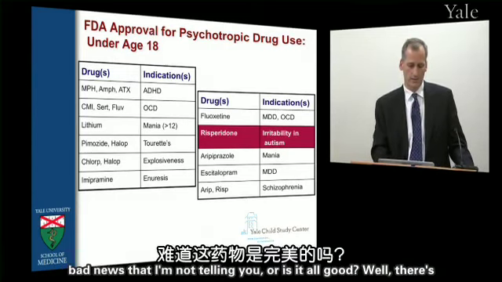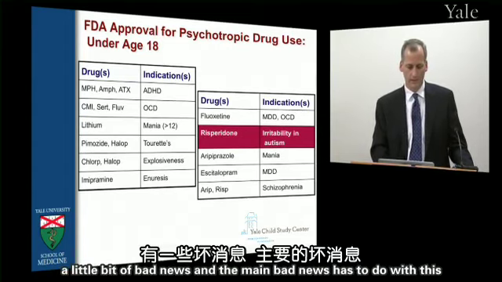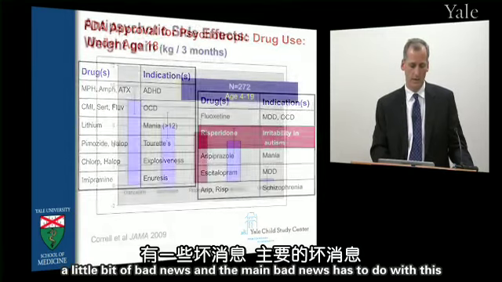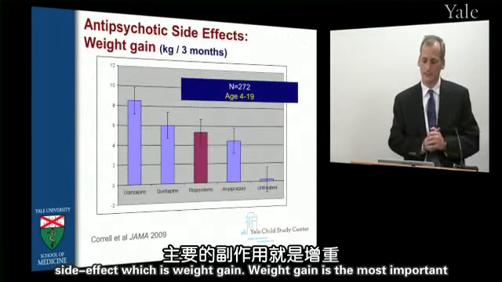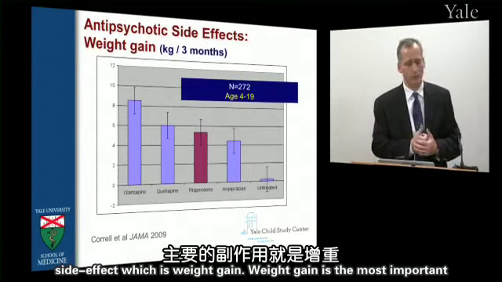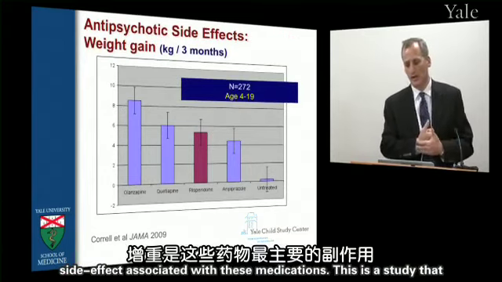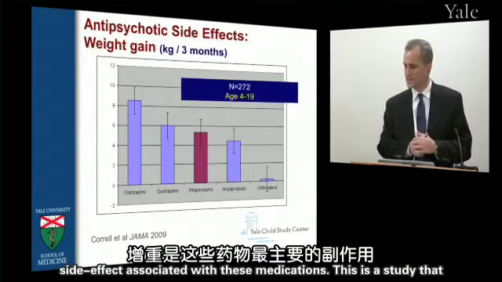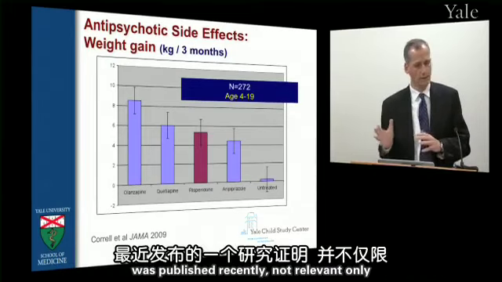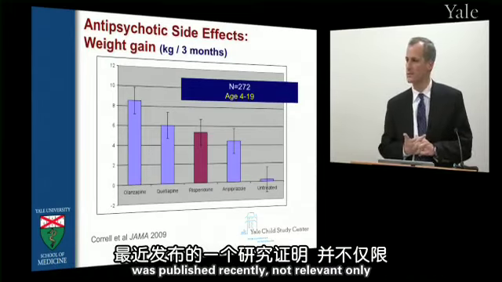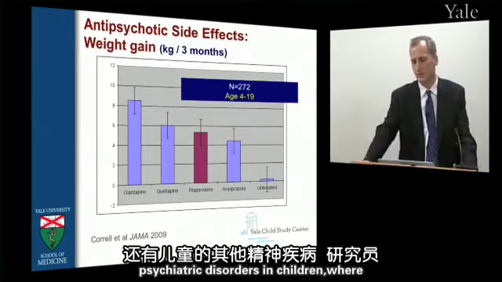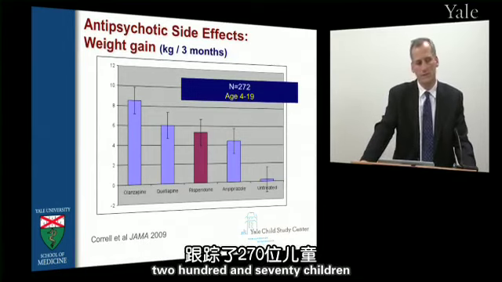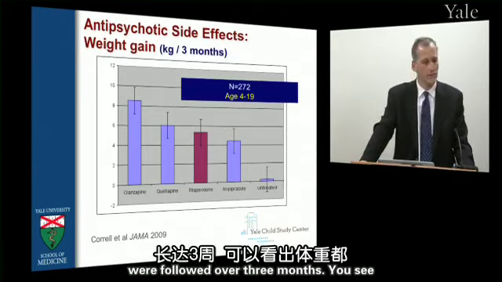What is the bad news that I'm not telling you, or is it all good? Well, there's a little bit of bad news, and the main bad news has to do with this side effect, which is weight gain. Weight gain is the most important side effect associated with these medications. This is a study that was published recently, not relevant only to autism, but to a range of psychiatric disorders in children, where 270 children were followed over 3 months.